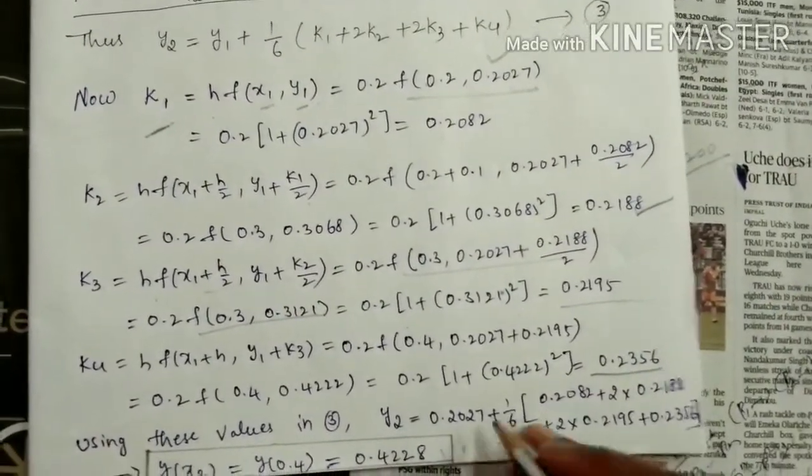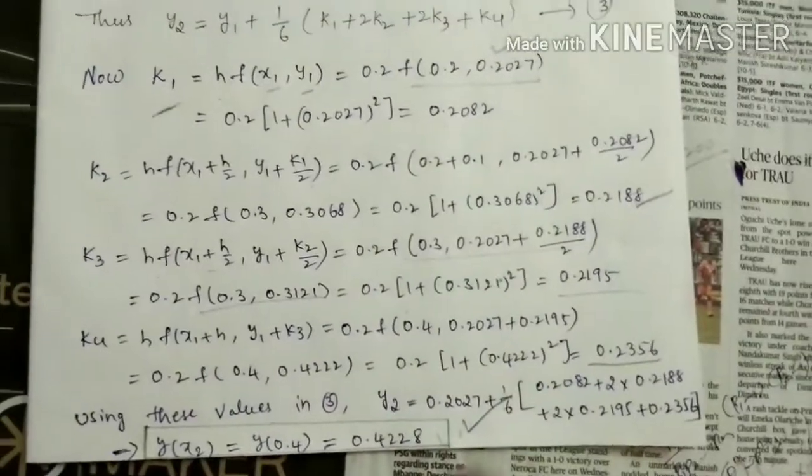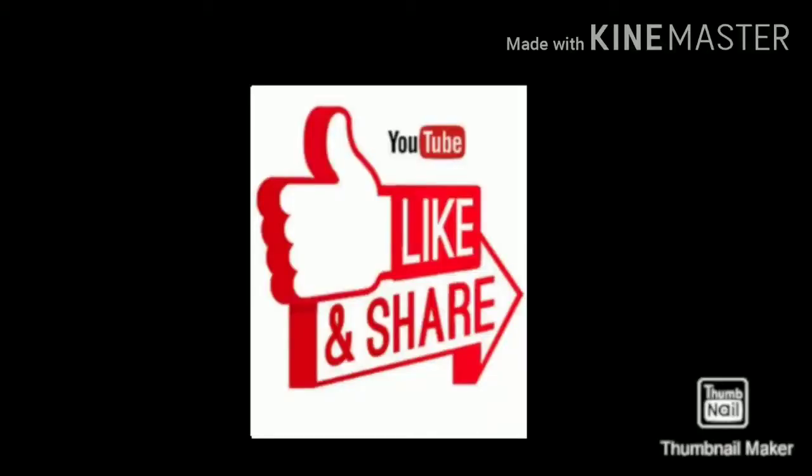0.4228. So this is the required value of y at x equal to 0.4 by using the RK method of order 4. Without solving the given differential equation, we got the value of y using a numerical method, the RK method. I hope you understood. Thank you.